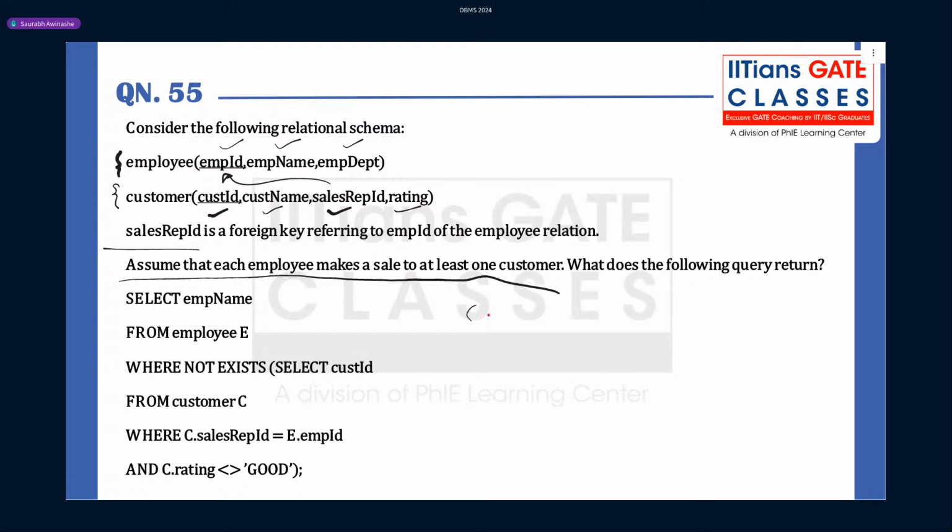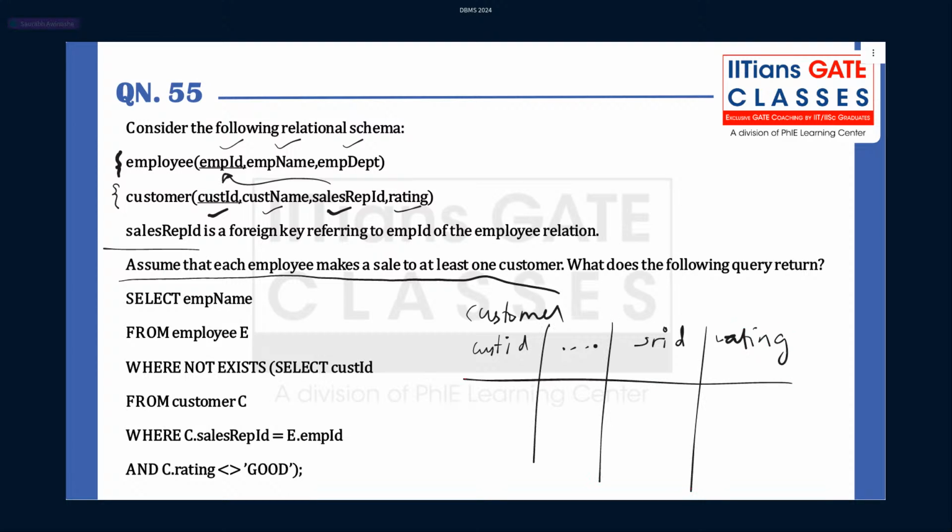So what we'll do is we'll have the customer table. Okay, we have customer ID, customer name, sales rep ID, and rating. So let's say customer ID one, name A, sales rep ID one, rating bad. Customer ID two, name B, sales rep ID one, good. Customer ID three, its name is C, sales rep is two, and it's good.